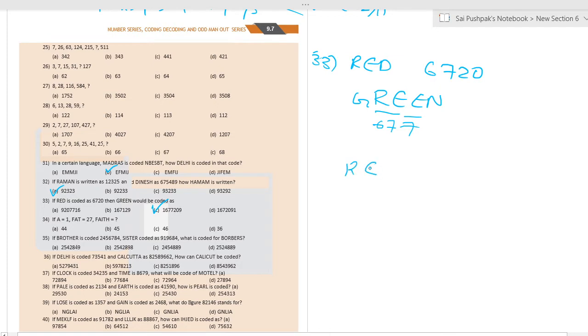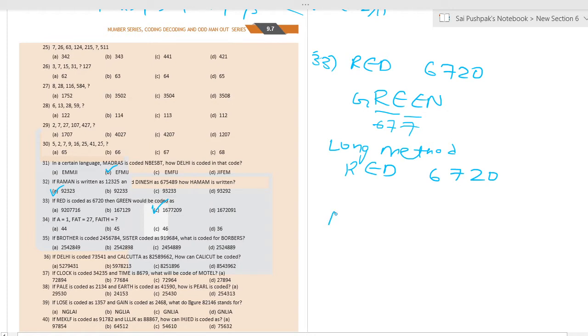Guys, if you keenly observe, RED is 6720. Okay, so this is a long method. Do not do it in exam. In exam, use only the shortcut method. So guys, if you see D and E are actually alphabets which are together. After D comes E. Similarly, 6 and 7 are numbers which come together. Okay, and 20 is far away from 6 and 7, and R is far away from D and E.